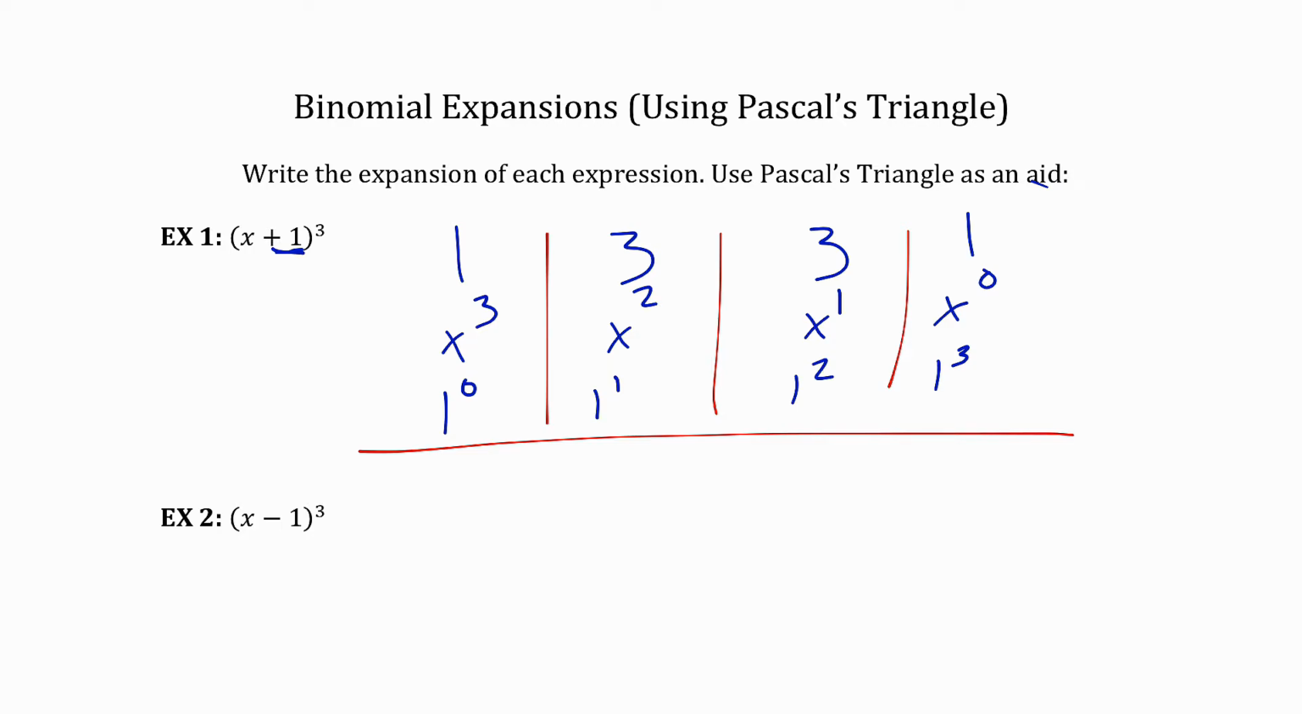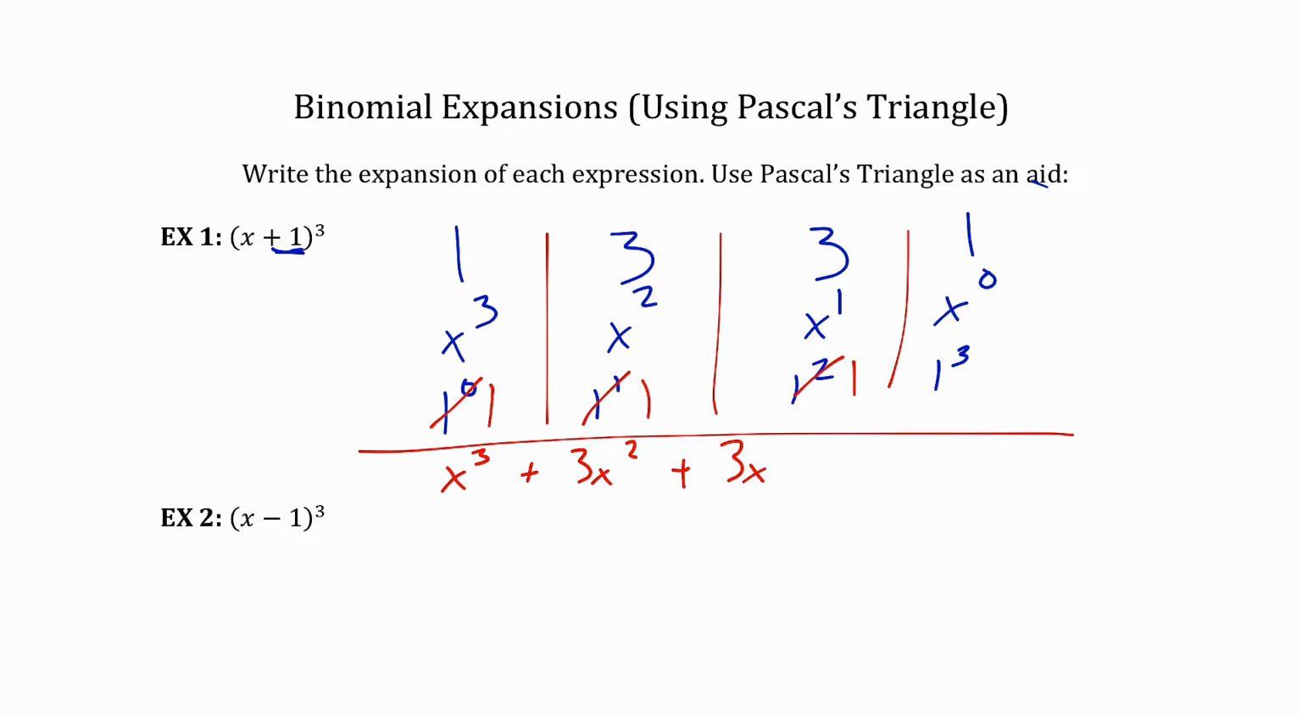So the first row, we got 1 times x to the 3rd times 1 to the 0. Well, 1 to the 0, just to clarify, is 1. So it's 1 times x to the 3rd times 1, which gives us x to the 3rd. The next row, we got 3 times x squared times 1 to the 1st. Again, that's just 1. So 3 times x squared times 1 gives us 3x squared. Next up, we got 3 times x to the 1st times 1 squared. Well, again, that's just 1. So 3 times x times 1 gives us 3x.